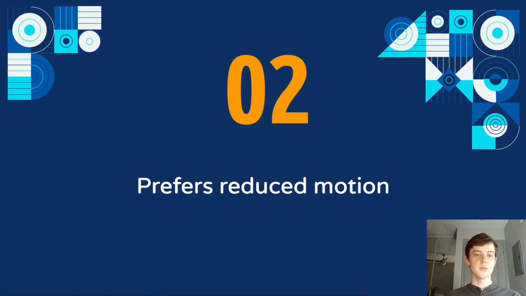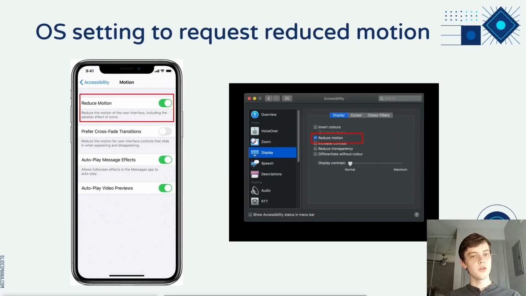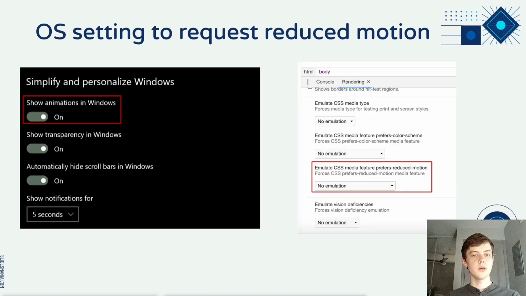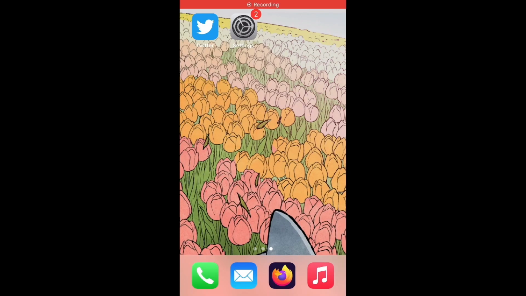So, operating systems have started to add ways for users to request reduced motion. Here's where you can find it on iOS and Mac, where it's called Reduce Motion. And here's where it is on Windows, under Show Animations in Windows. Chrome also lets you set it directly in DevTools, so you can emulate that experience without having to adjust your OS settings. Here's a video of how iOS behaves when you have this setting enabled.